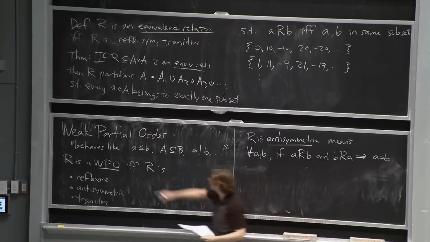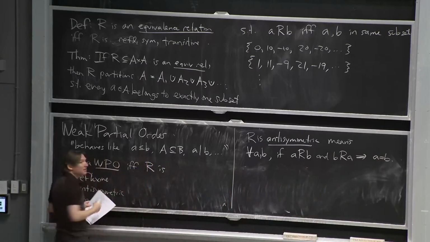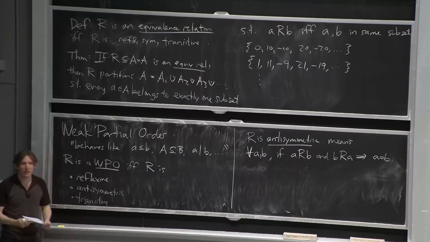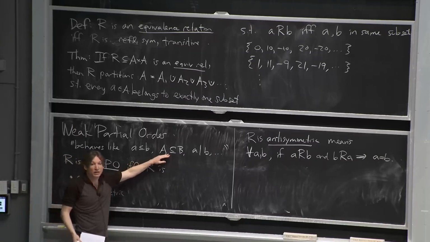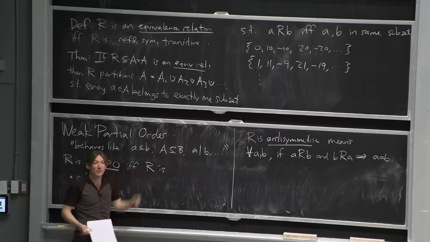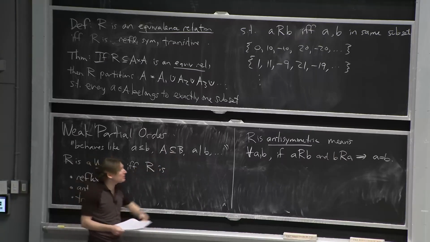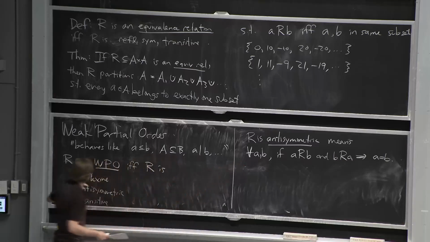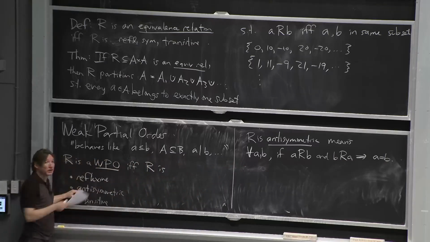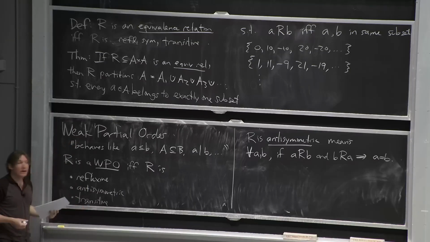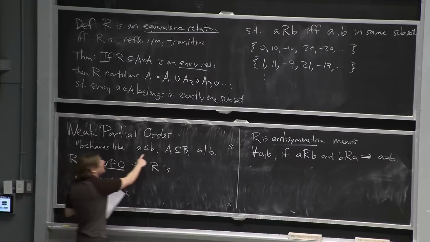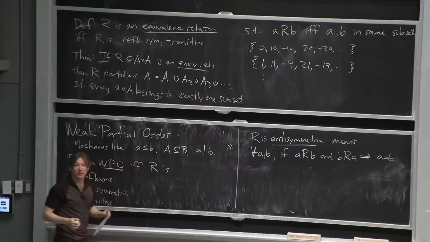That is certainly true for less equal. If we know that A is less equal B and A is greater equal B, then A equals B. That's true for subset as well. If we have two sets and each of them is a subset of the other, then they're exactly the same set. And so this is going to be our axiom. If R is reflexive, anti-symmetric like that, and transitive, we're going to define that to be a weak partial order, and that's going to be our notion of behaving like these familiar examples.